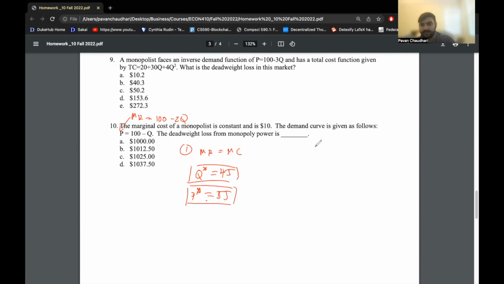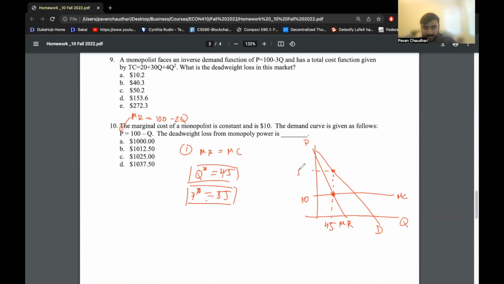Okay, so again, we're just going to draw this out because we're trying to find the deadweight loss. So the demand curve, as always, looks like this. Marginal revenue, as always, looks like that. Okay, but in this case, the marginal cost is just equal to 10, right? So 10 is just a horizontal line. Oh, oops, let me try again. Horizontal line like this. Okay, and so what we just found is where MR equals MC, and so we can label this as 45 for Q, and on the demand curve we got 55 for P.